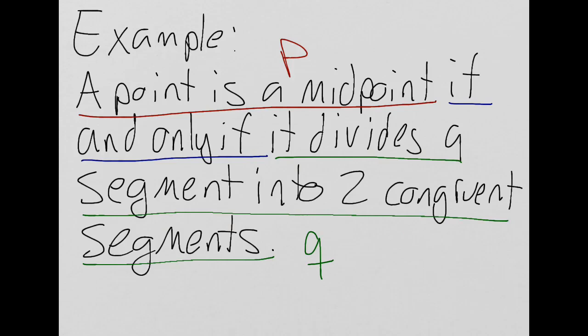So then my original conditional statement would be if a point is a midpoint, it divides the segment into 2 congruent segments, so that's my if P then Q. And then my converse of that statement is going to be, if a point divides a segment into 2 congruent segments, then that point is a midpoint. And so that's flipping my P and my Q, and so that's an if Q then P.